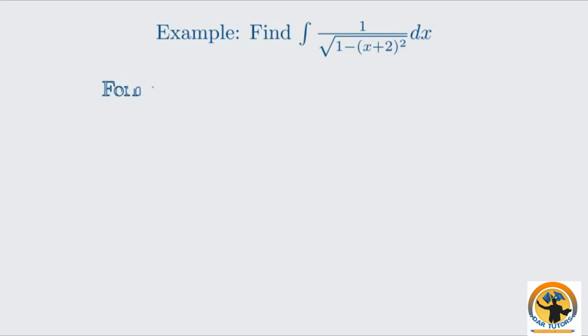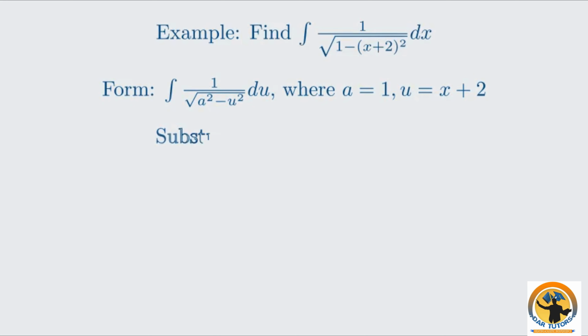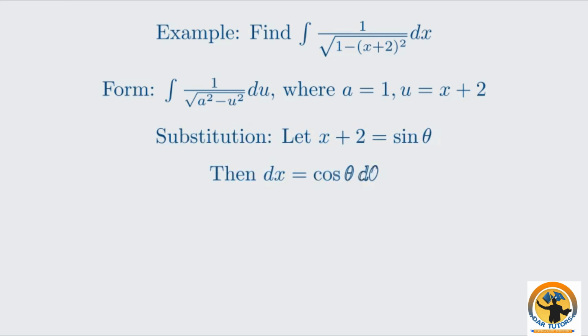Let's see this in action with an example. We'll find the integral of 1 over the square root of 1 minus (x plus 2) squared. This integral is in the form 1 over the square root of a squared minus u squared, where a is 1 and u is x plus 2. We'll use the substitution u equals a sine theta, so x plus 2 equals sine theta. Then dx equals cosine theta d theta.